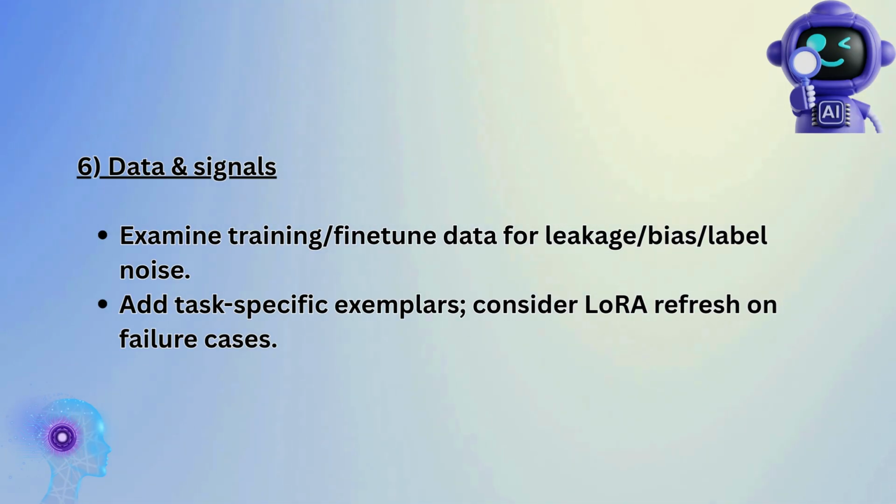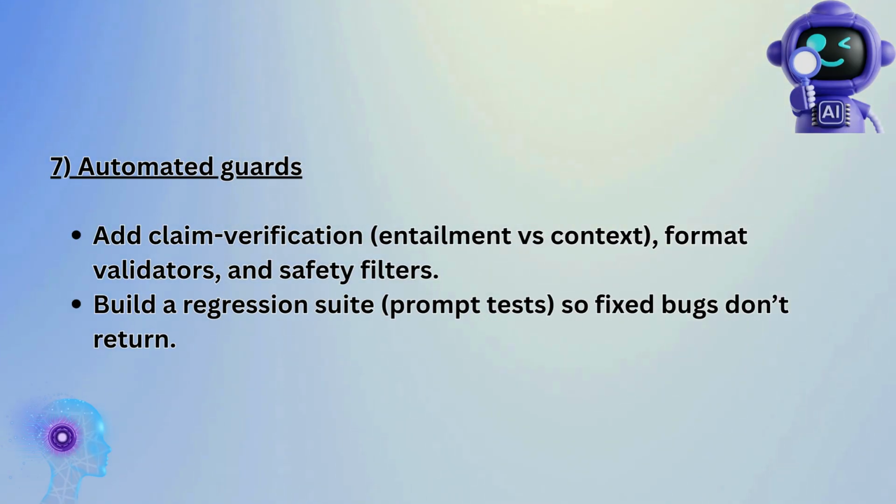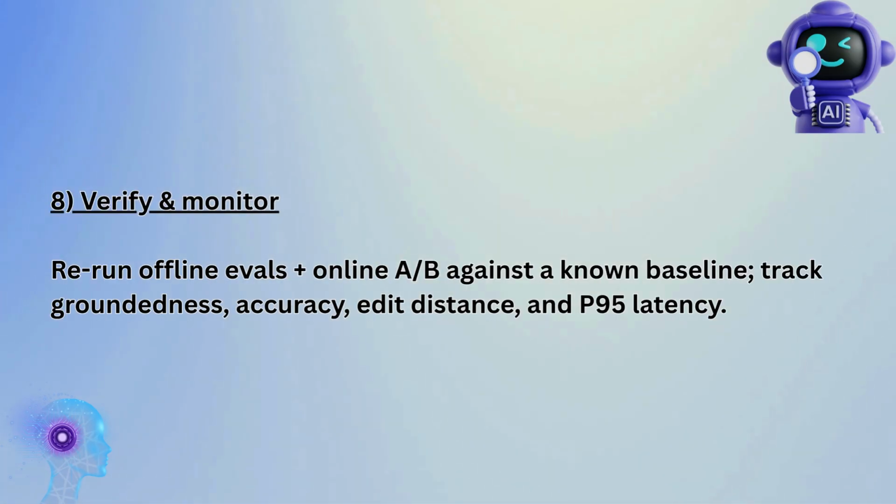Sixth, data and signals. Examine training and fine-tune data for leakage, bias, label noise. Add task-specific exemplars. Consider LoRA, refresh on failure cases. 7. Automated guards. Add claim verification, entailment versus context, format validators, and safety filters. Build a regression suite, prompt tests, so fixed bugs don't return. 8. Verify and monitor. Rerun offline evals plus online A/B against a known baseline. Track groundedness, accuracy, edit distance, and P95 latency.